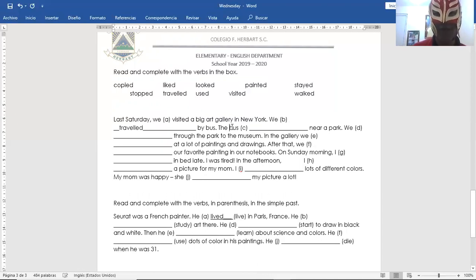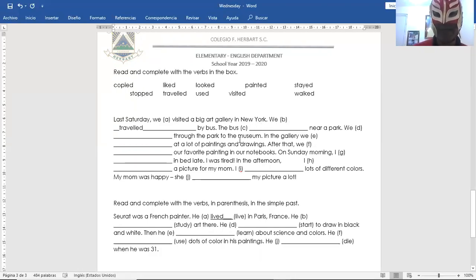Okay, let's continue. The bus. What do you think is this one? The bus stopped or stayed? What do you think is the good one? Well, if you are not sure, we can continue with the next ones and you can come back later to this one. Okay, let's do it like this, all right? So let's continue. And remember, we have two options, stayed or stopped for letter C, okay?